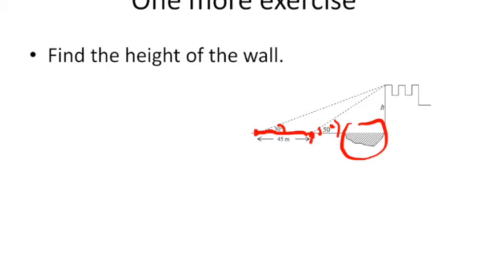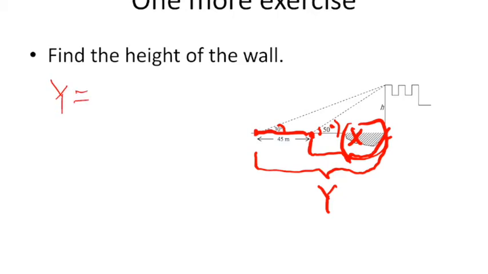So you see, we already know this distance. This would be the adjacent side of 30 degrees. Now let's call this one x, and call this one y. So actually x and y are related. We should simply have y equals 45 meters plus x.